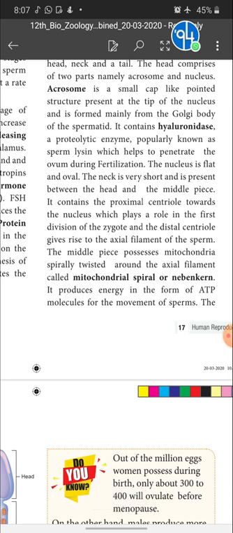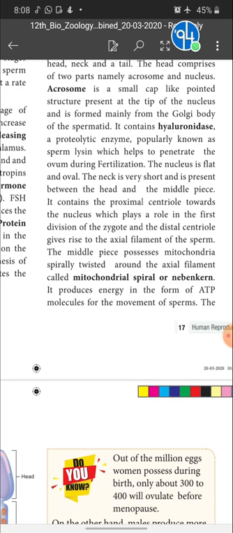Okay. So, the acrosome consists of an enzyme called hyaluronidase. It is a proteolytic enzyme popularly known as sperm lysin. Underline it. Which enzyme is called sperm lysin? Hyaluronidase. It helps to penetrate the ovum during fertilization. Hyaluronidase is a proteolytic enzyme, otherwise called sperm lysin, which helps to penetrate the ovum during fertilization.